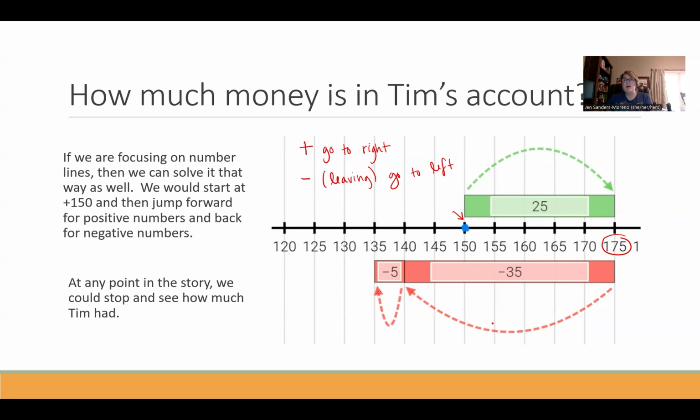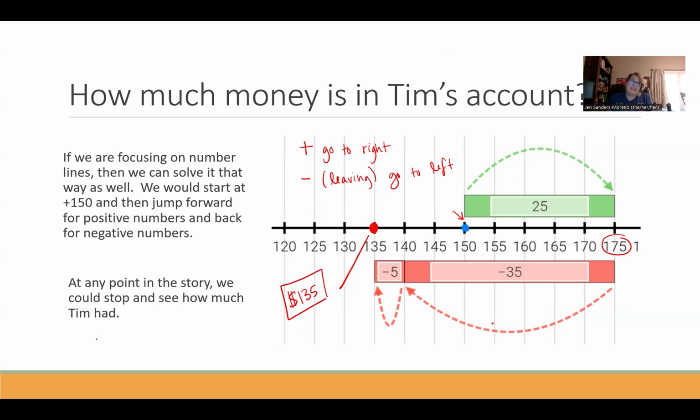Okay. So when all's said and done, where we land at the end of this is how much money he has. So this is our final amount. So at the end of this story, Tim has $135.